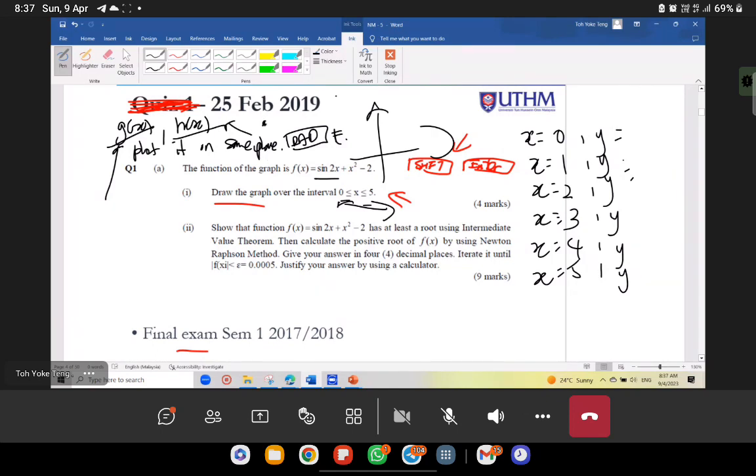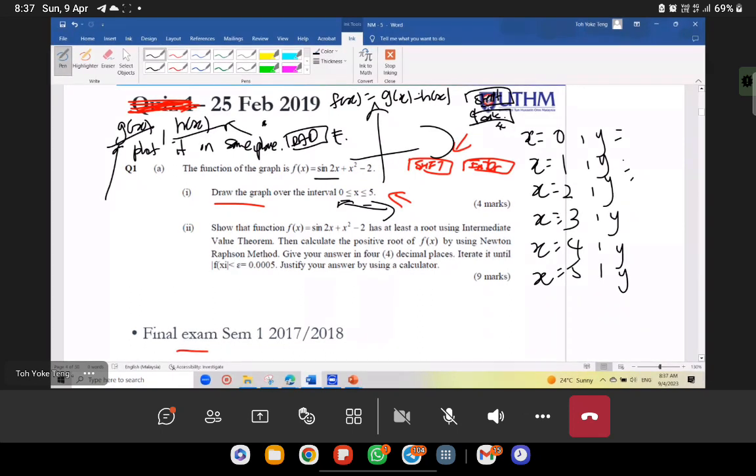So how to get the intersection point? F of x equals g of x minus h of x. So insert this one and then you press shift, calculate, just the same thing. So you know where is the exact root in between here.